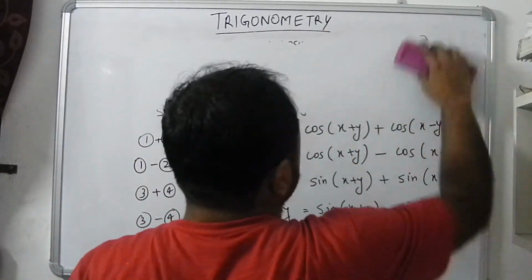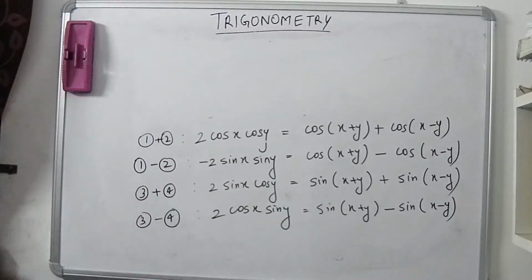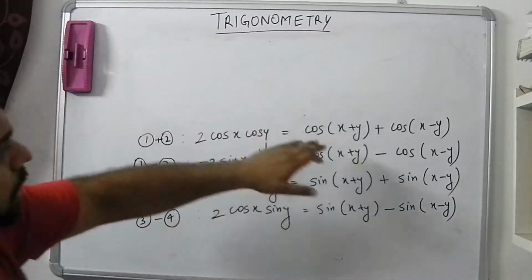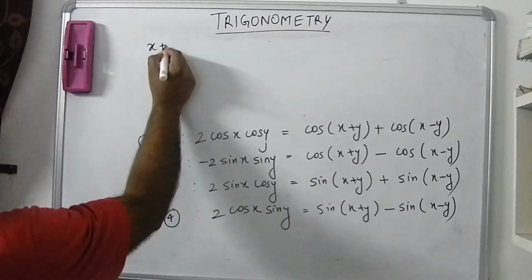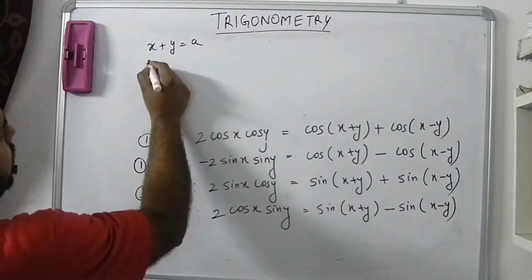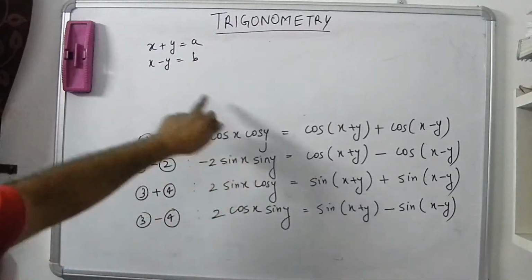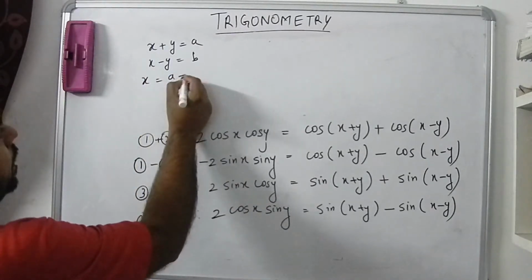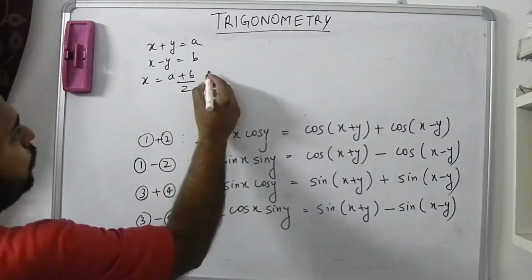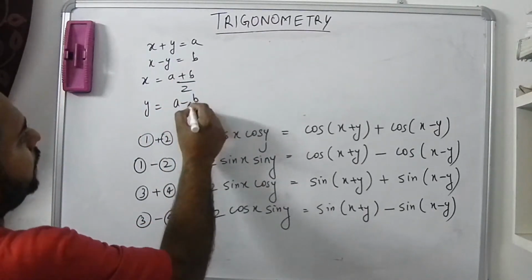And what is that relation? Okay, let's see. So I will be showing one only. How it works is, let's put x plus y is equal to a and x minus y is equal to b, right? So then what is x? Can we solve for x? x is a plus b by 2 and y is a minus b by 2, right?